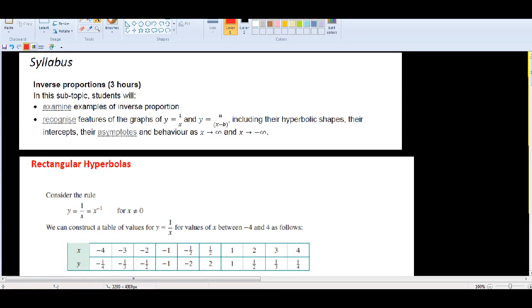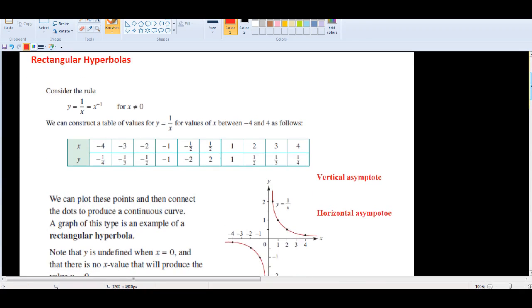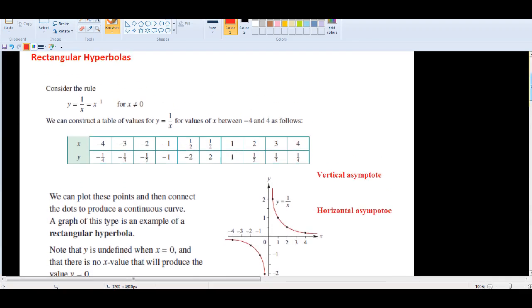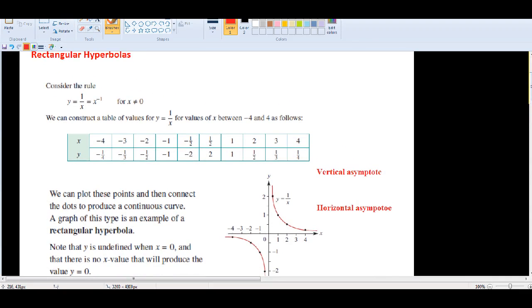Okay, so this video is about the rectangular hyperbola, right? So let's see the basic shape of the rectangular hyperbola. The most basic form of rectangular hyperbola is y equals 1 over x.